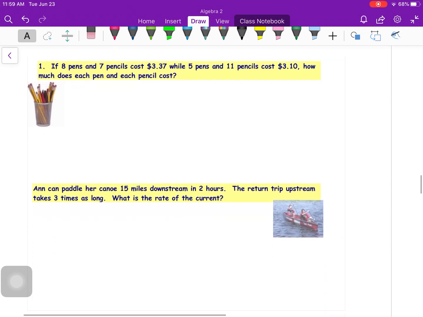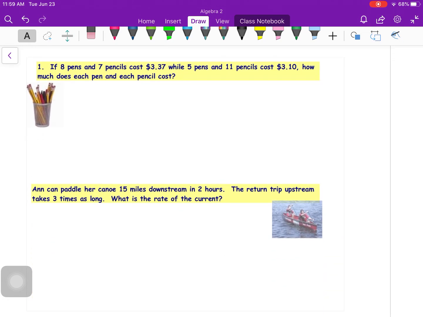So let's try this. If you have 8 pens and 7 pencils, they cost $3.37. 5 pens and 11 pencils cost $3.10. How much does each pen and pencil cost? So there I read it. And to show that you read something carefully, you're going to have to underline or highlight. So I'm going to do that as I go back.